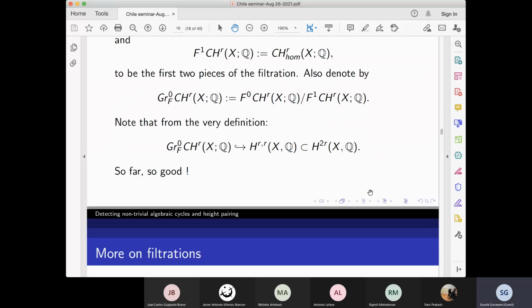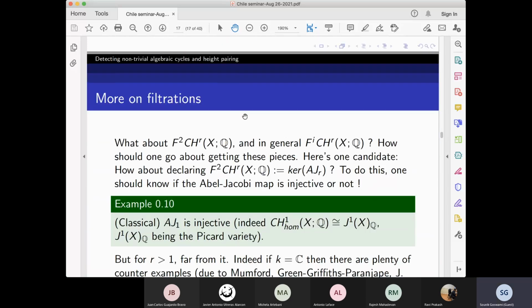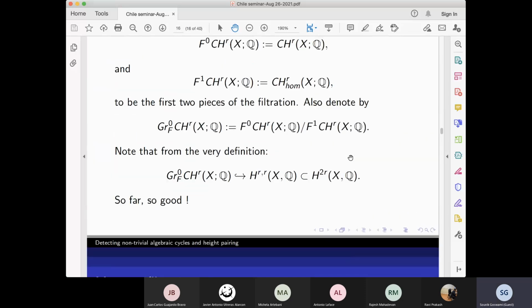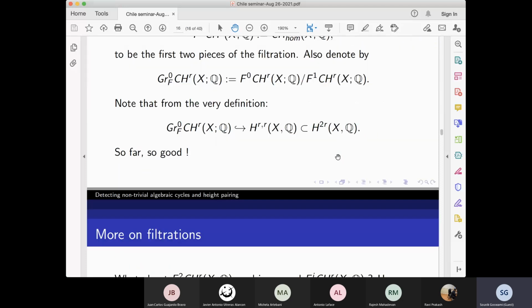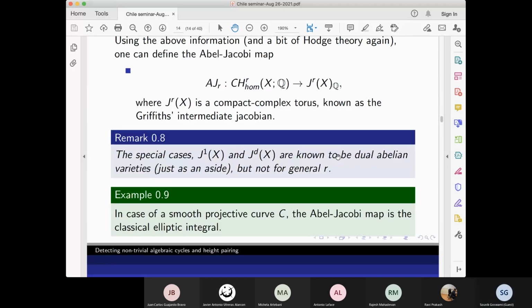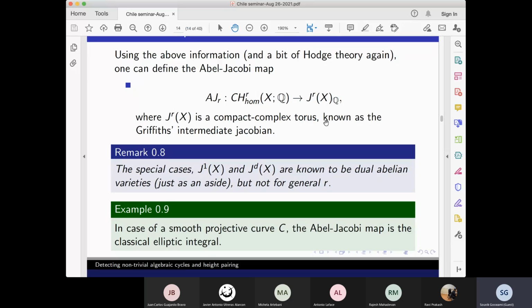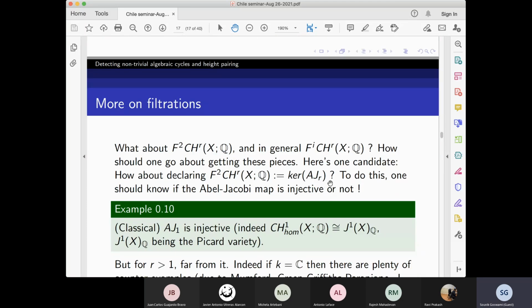Okay, so then what about the other pieces? So what about F^2 and in general the other pieces? Again, one can play the same trick. So we have these cycles which are homologous to 0. Then we can define F^2 to be the kernel of the Abel-Jacobi map. Again, the Abel-Jacobi map that we defined here is not injective, so it should have a kernel a priori. Okay, so just define F^2 as the kernel of the Abel-Jacobi map.